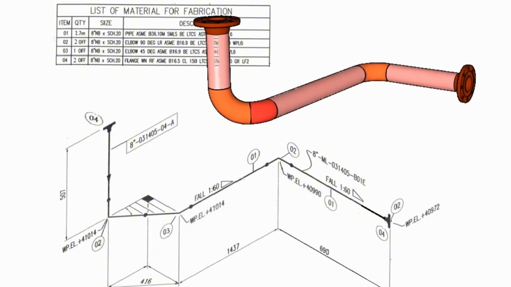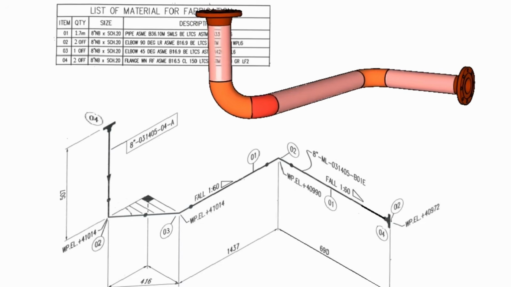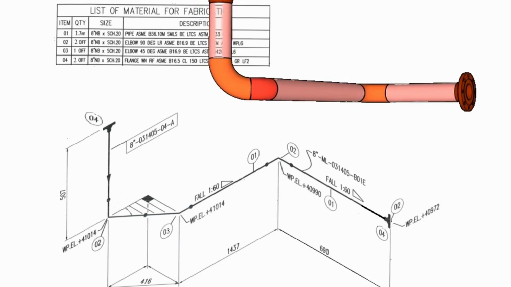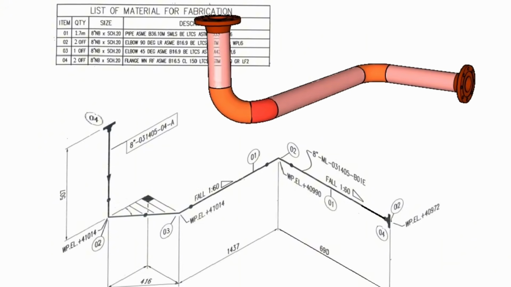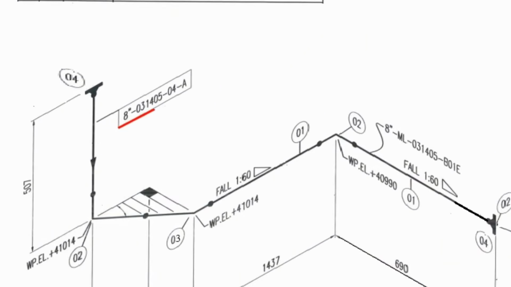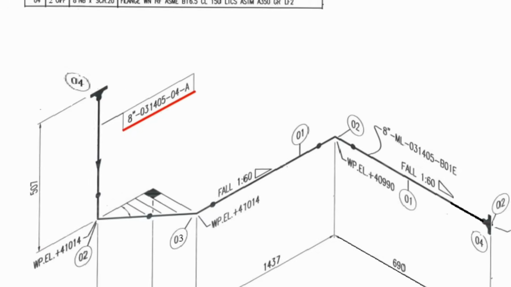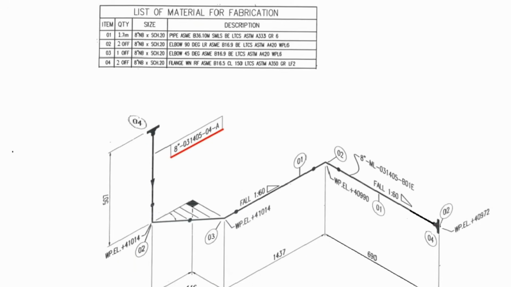Also, this pipeline tutorial is for easy understanding. We shared a 3D model of this pipeline. Let's start the piping tutorial video. This pipeline number is 8-031405-04A. Let's first learn the bill of materials of this pipeline.